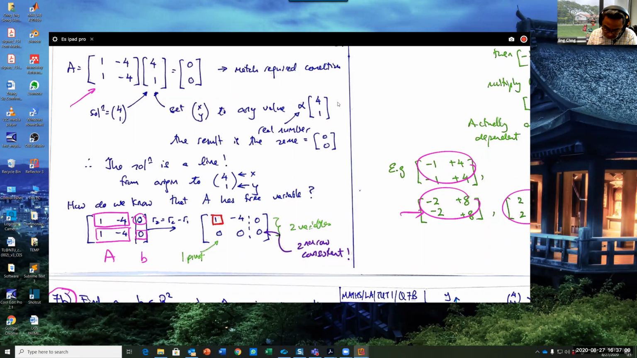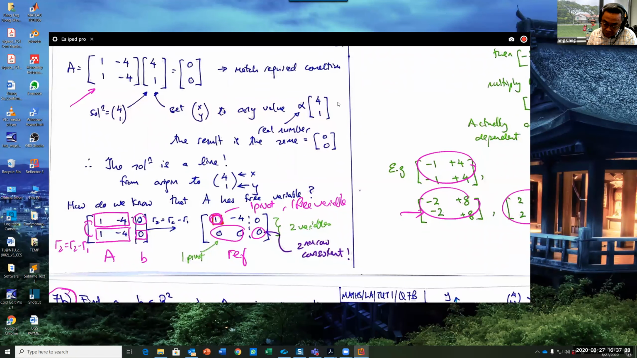When we solve, this is easy because we are doing R2 equals R2 minus R1. So then we have all zeros here, and we are done. So this is the reduced row echelon form. And then we circle the pivot, and we only have one pivot, and therefore we have one free variable. And because we have one free variable, the solution is infinite.